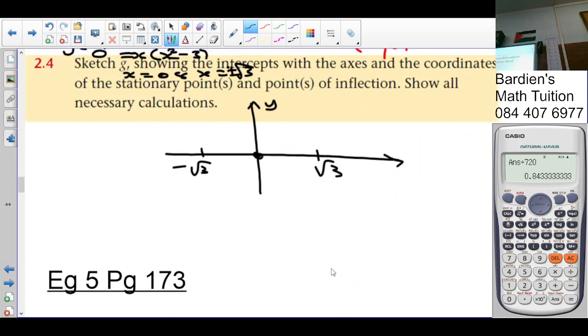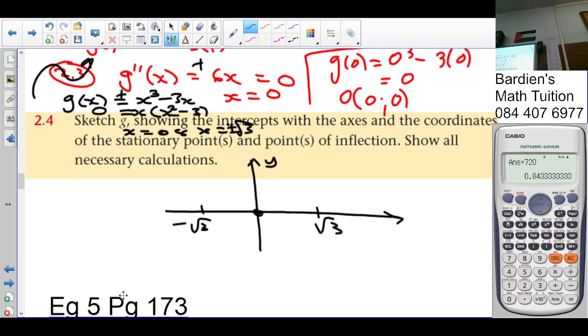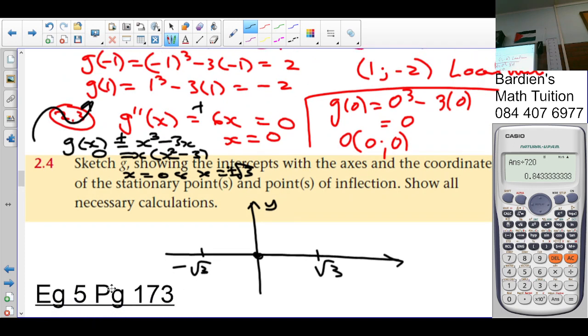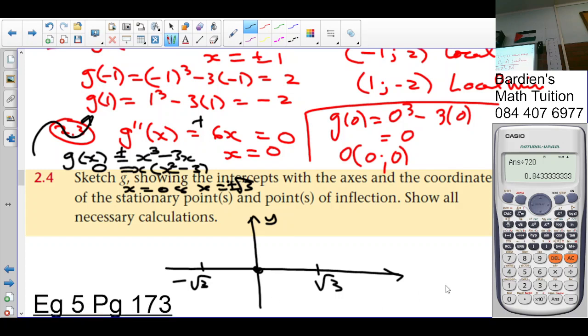Okay. So the turning points. The turning points were at negative 1. This is approximately there. And 1. So negative 1 corresponds with 2. So it's (negative 1; 2) and (1; negative 2). So from the turning point of view. Okay. You all got that? No?